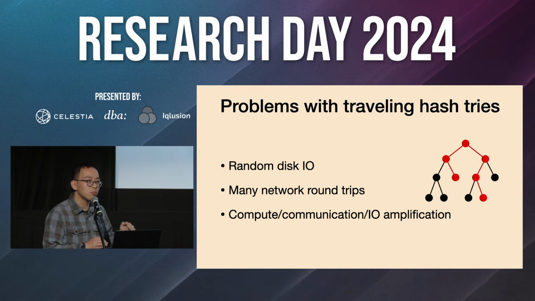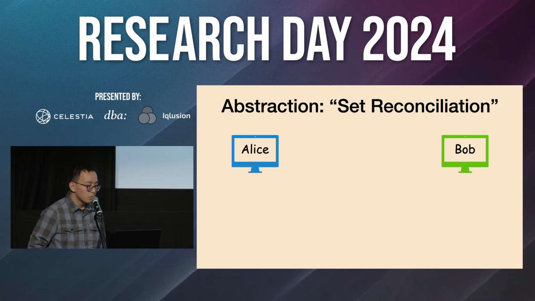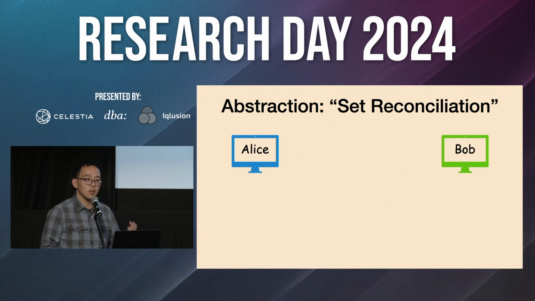And these three problems become more and more serious when the state trie itself is large, say 1.3 billion items. And that's why we saw those rents. So this talk is about how we can get a semi-optimal, near-optimal solution for this state synchronization problem, but also data synchronization, data reconciliation in general. So we start with an abstraction of the state synchronization problem called set reconciliation.